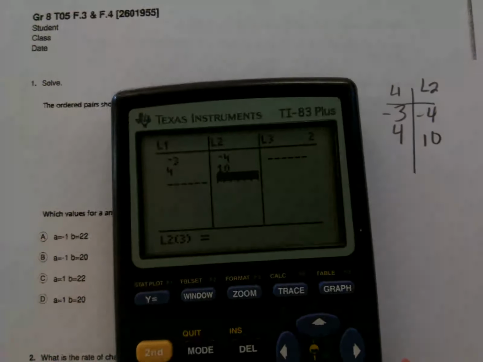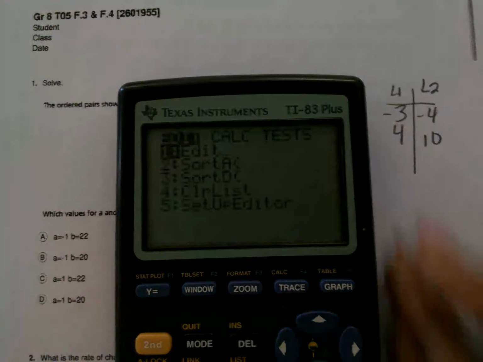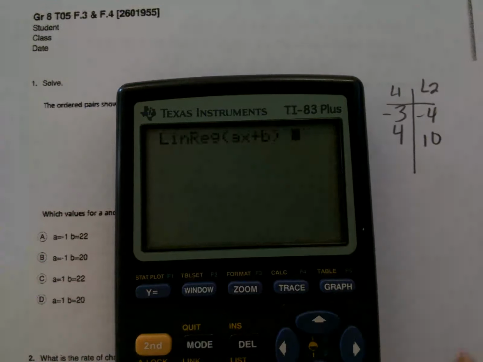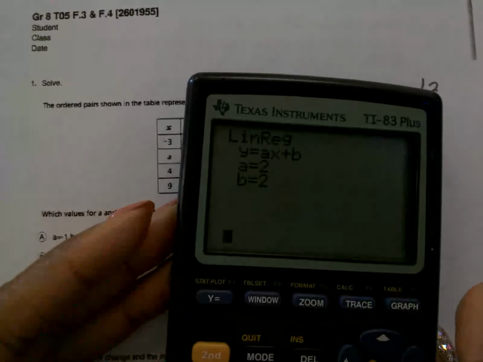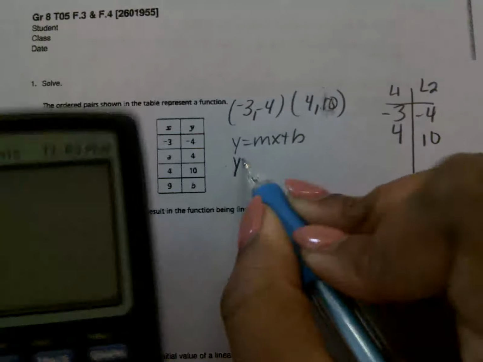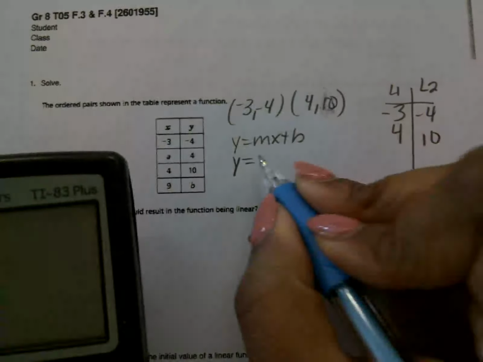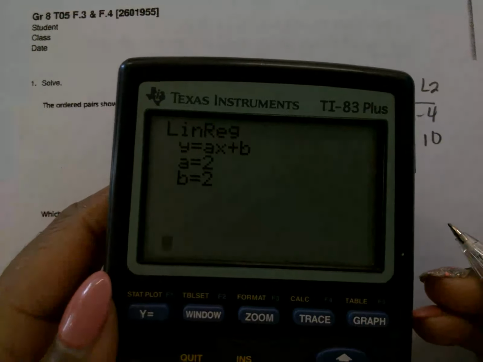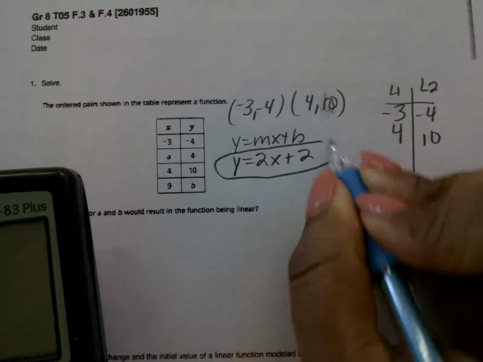Okay. So now, where do I go to do a linear regression? Where do I go? Stat again. Very good, babe. Over to calc. Down to 4. Great job. Enter twice. All right, so our equation, you see this? What's our equation here? Y equals 2x. What else? Plus 2. Thank you. This is the equation.